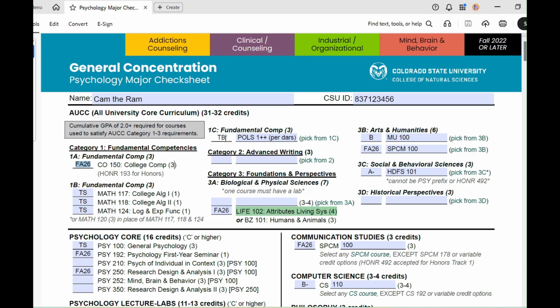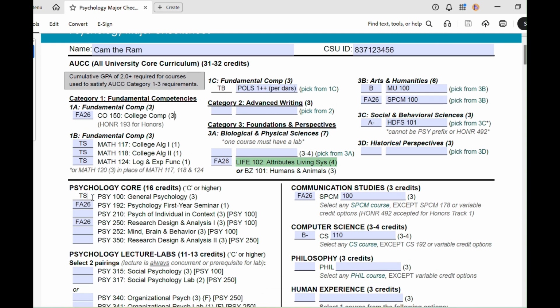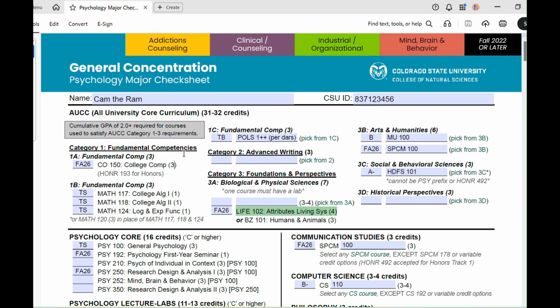For example, Cam the Ram transferred in a political science course from a different university and earned a B in that class. If you have any AP or IB scores, you may see TS. The S stands for satisfactory as you passed the final AP or IB exam. For example, Cam the Ram did the AP psychology exam and they got at least a 4, which means it is satisfying the general psychology requirement.